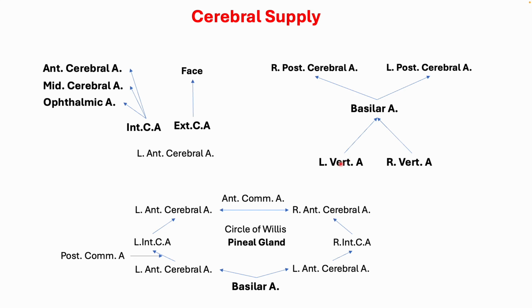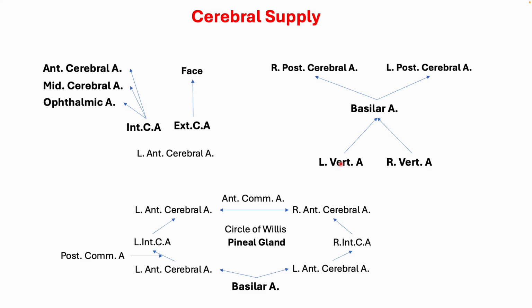Okay, all right. So let's talk more about vertebral. Vertebral arteries branch off from the subclavian arteries, right? So we have left and right vertebral. These vertebral arteries will eventually fuse together at the brainstem level. What brainstem level? Usually the medulla. So at the medulla level, they'll fuse together to become a basilar artery.